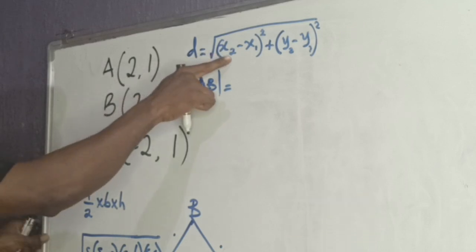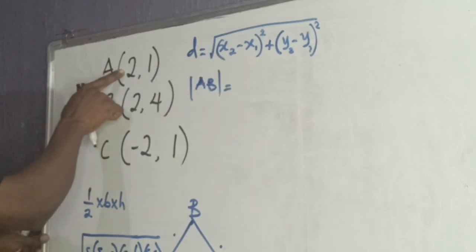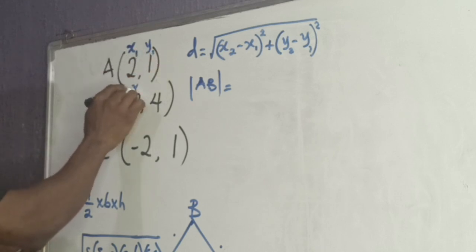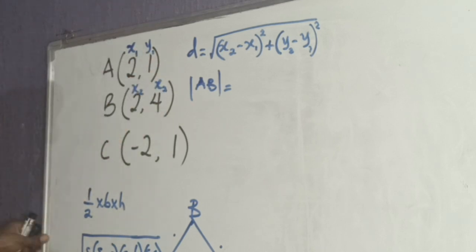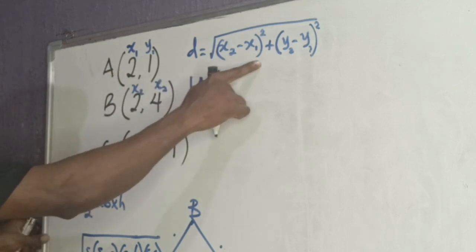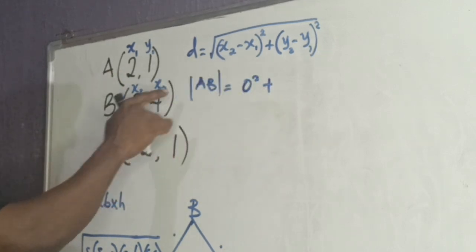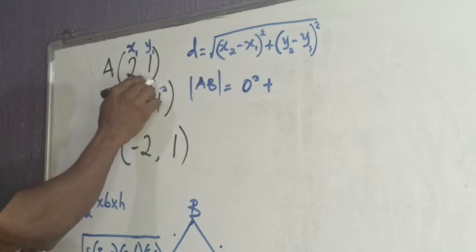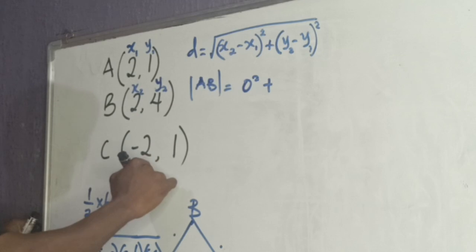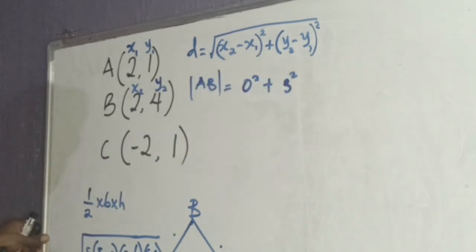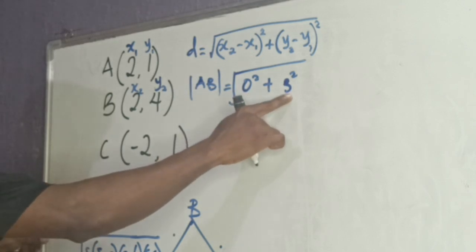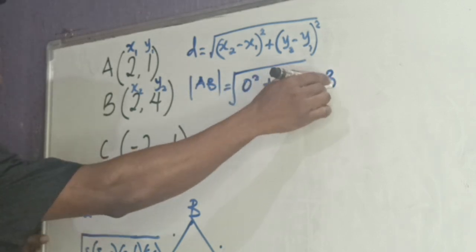we have x2 minus x1. For A, here is x1 and y1. X2 and what? Y2. And we go now. X2 minus x1, 2 minus 2 is 0. So we have 0 squared plus y2 minus y1, 4 minus 1 is 3. So we have 3 squared here. Does this make sense to us? Very good. Introduce our root sign. 0 squared plus 3 squared will give us 9. And when we look for the square root, we have 3.